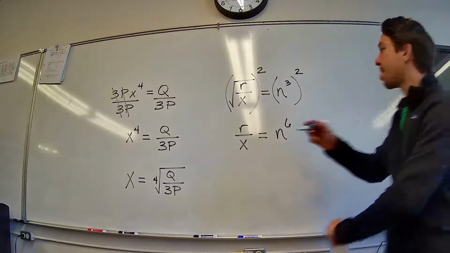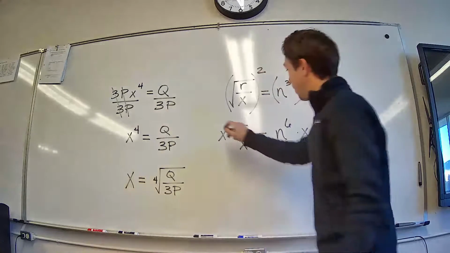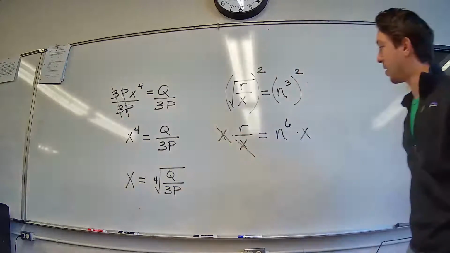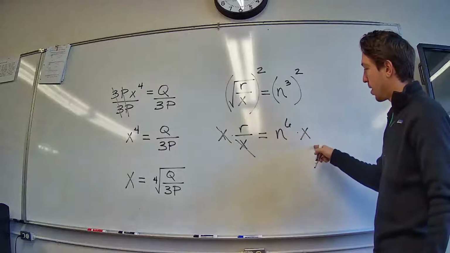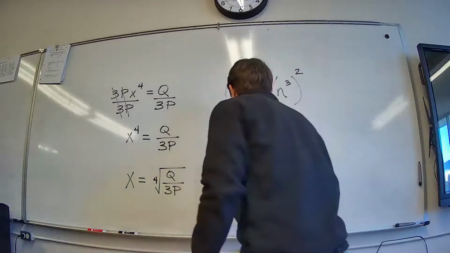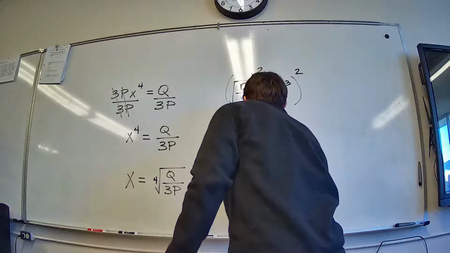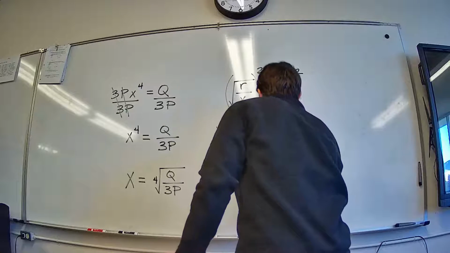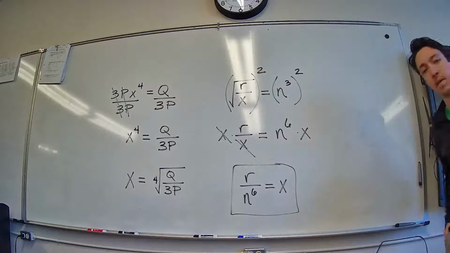All right, now what? Multiply each side by x. Multiply both sides by x. That basically gets rid of it from the left-hand side. Now I've got r equals n to the 6th times x, and then we're going to divide both sides by n to the 6th. And there's our answer.